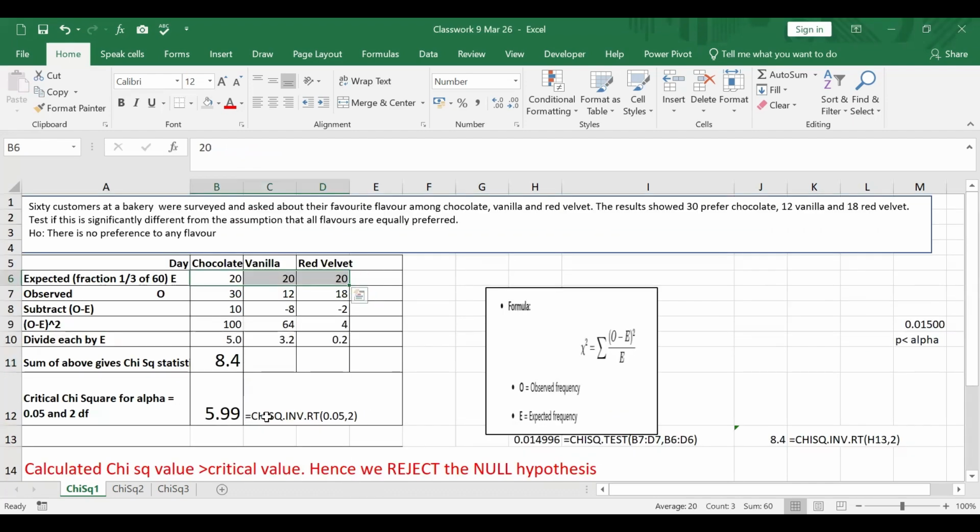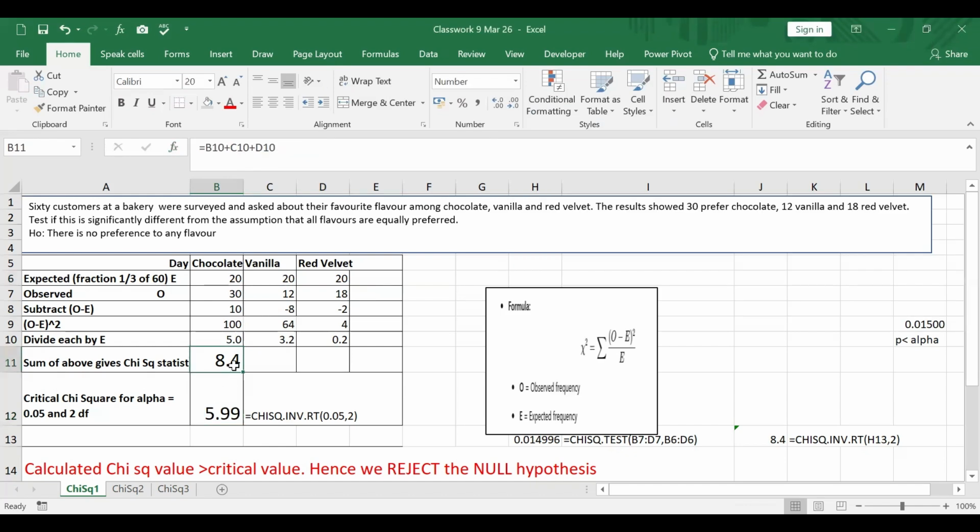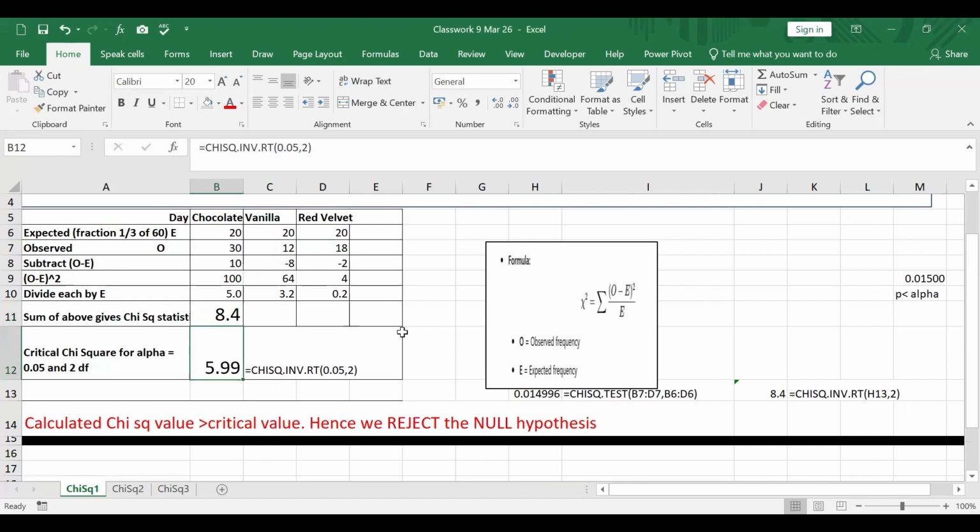If you don't have a table, use this formula. The formula is here. It says what is the probability? 0.05, because we are assuming 95% significance. Even if it is not given, assume 95. If it is given 90 or 99, then you can use that. If it is missing, then use 95%. Degrees of freedom is 2 here, and you get 5.99. Okay. Now, calculated is 8.4, critical is 5.99. In every such situation where this is greater than the critical, we say we reject the null hypothesis.